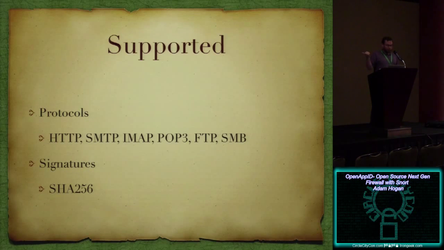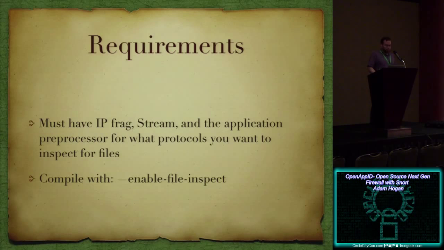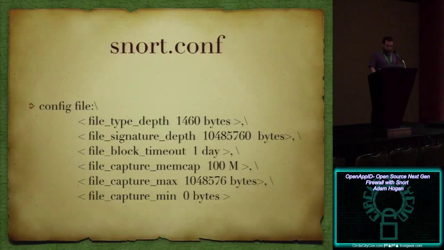We're going to pull files out: HTTP, SMTP, IMAP, POP3, FTP, and SMB. And again, the signatures we have right now are just SHA-256, but that wouldn't be hard to modify. Not today, no. You just have to compile with this flag, enable file inspect, to get it in there. When you compile, then you'll be able to do it.